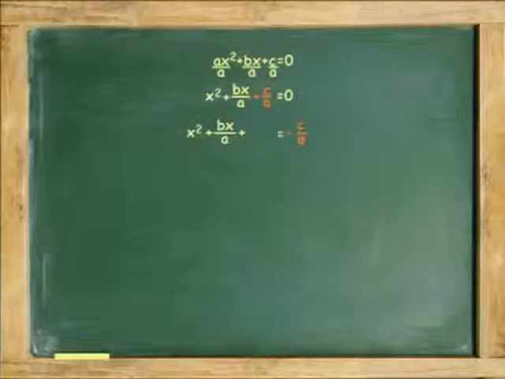Step 1. Divide the whole equation by a to reduce the leading coefficient to 1. Step 2. Move c over a to the right-hand side of the equation, leaving an empty space where c over a was.